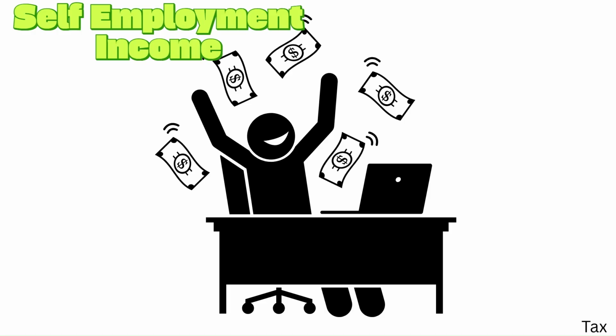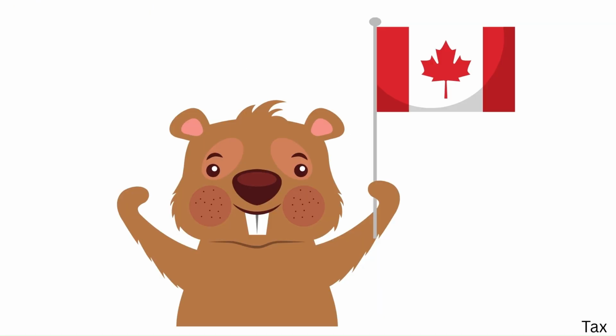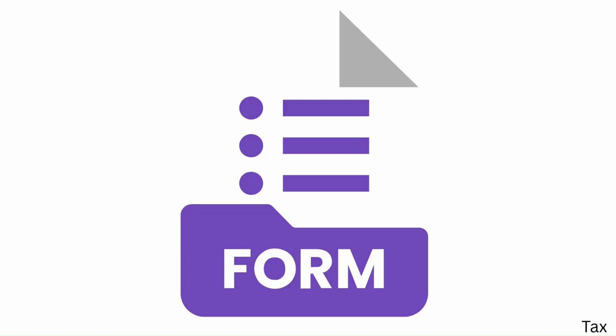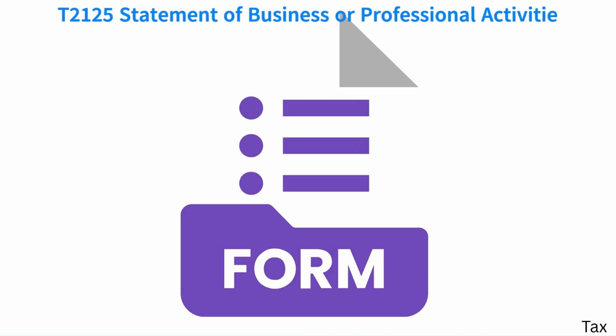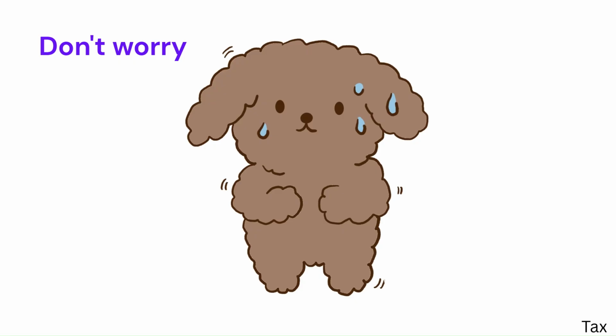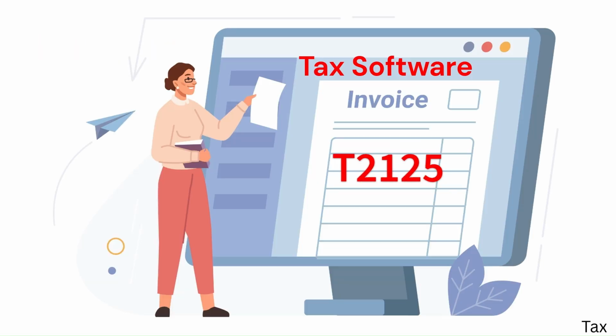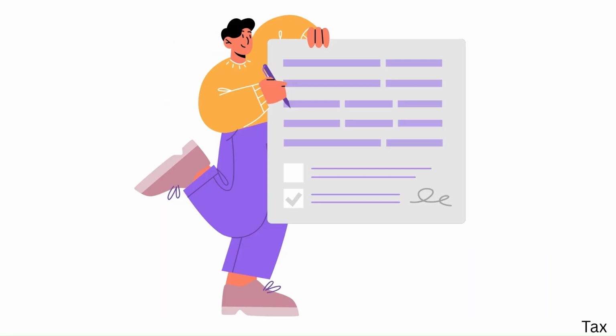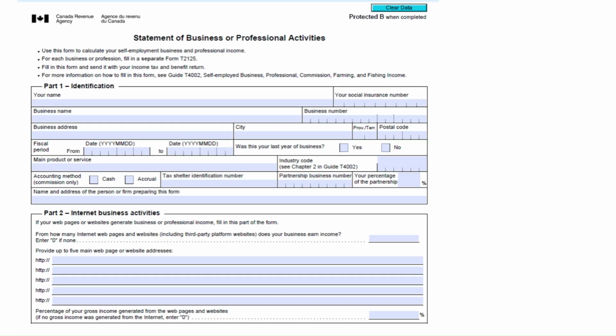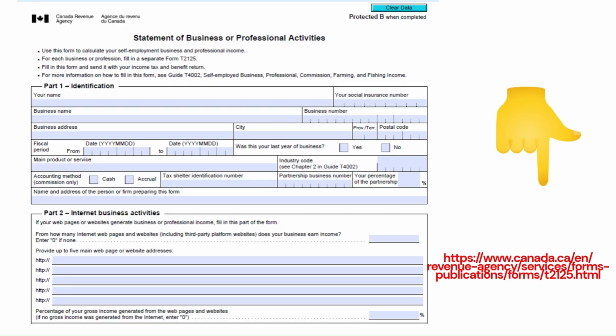If you are earning self-employment income in Canada, then you will need to fill out a separate form, called T2125, at the time of filing your personal tax return. Don't worry, the online tax software already has this form, so all you need to do is fill it out along with your taxes. This is what the form looks like. I've also dropped a link below for your reference.